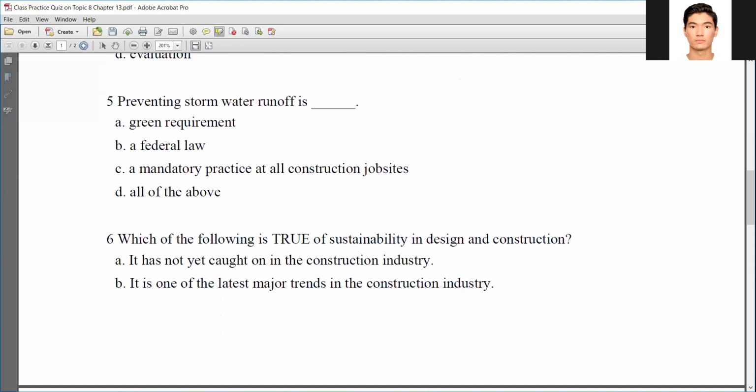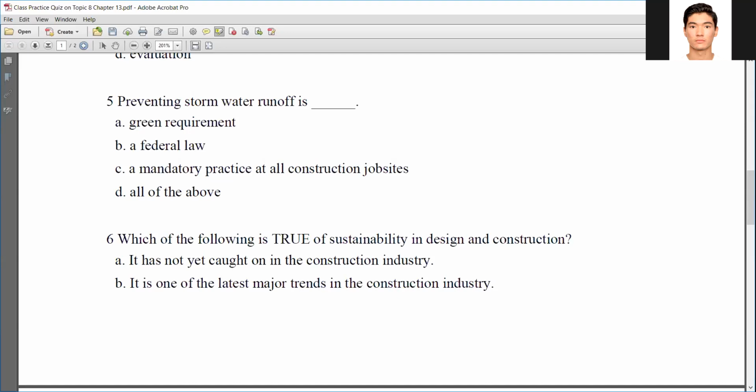Okay, so the next question is: preventing stormwater runoff is a green requirement, a federal law, a mandatory practice at all construction job sites, all of the above. Yeah, so you said that all of the above. So indeed, it is the answer.